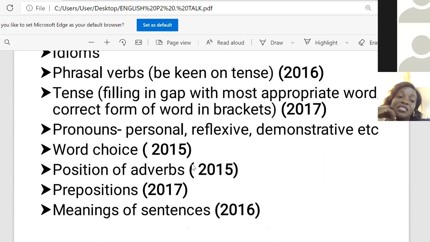Then pronouns, we have personal, reflexive, demonstrative. But I've seen students having a challenge here. Students cannot identify the subjective case and the objective case. The subjective case of the pronoun is where the pronoun is functioning as the doer of the action mentioned in the verb. For instance, he goes to school. In this sentence, he is in the subjective case because he is the one performing the action of going to school. Are we together?